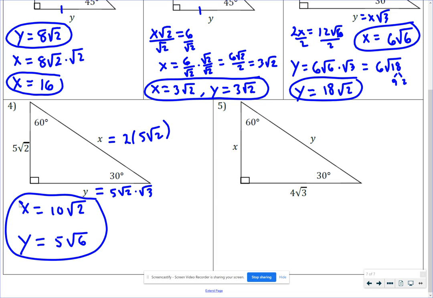So let's look at example 5. 30, 60, 90 right triangle. This time I have the long leg. The short leg is the x. So remember that x times the square root of 3 will get me from the short leg to the long leg. So I've got x times the square root of 3 equals 4 times the square root of 3. If I divide both sides of that equation by the square root of 3, I will have the x.